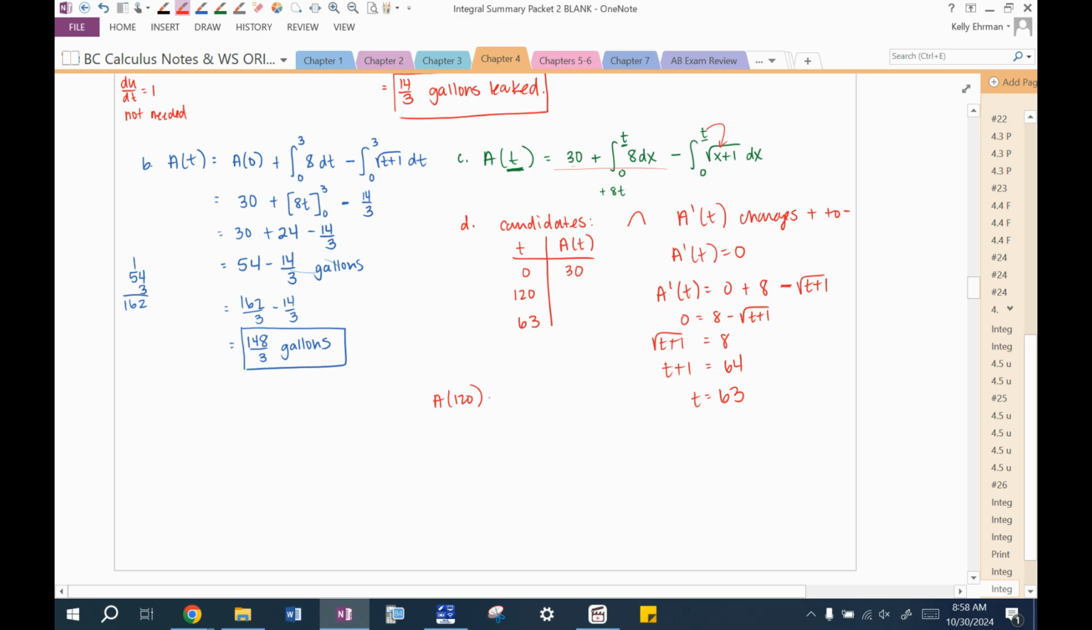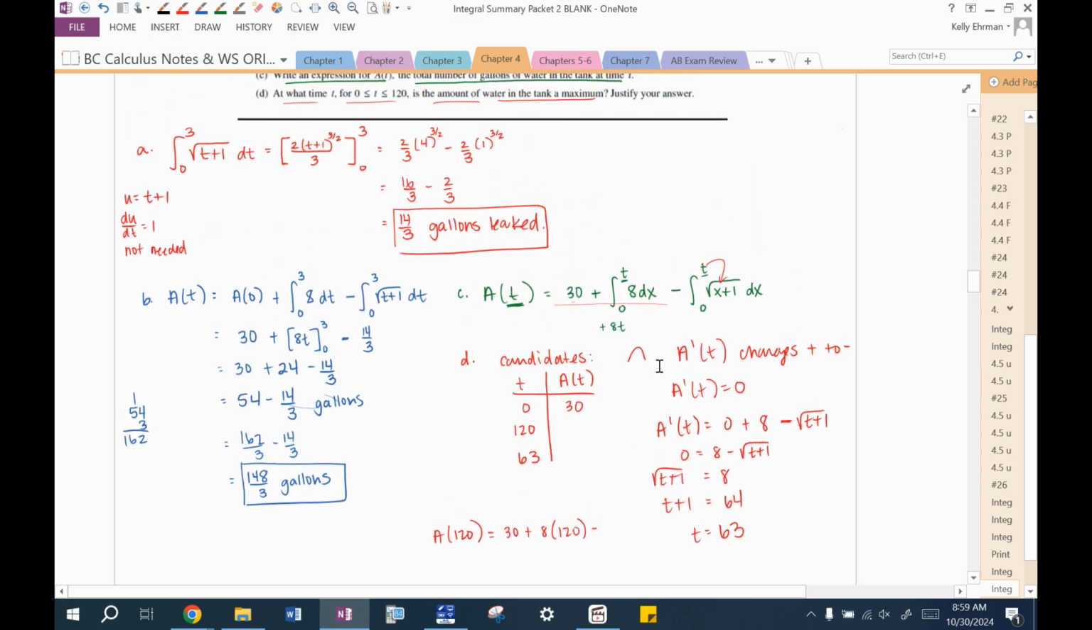I'm not sure if it's necessary. I think we could probably puzzle through figuring out our different values, but let's just go through this. So 30 plus, it's going to be 8 times 120 minus what did I get for this integral?